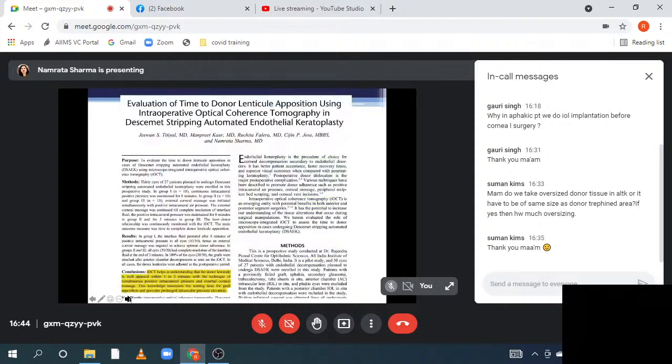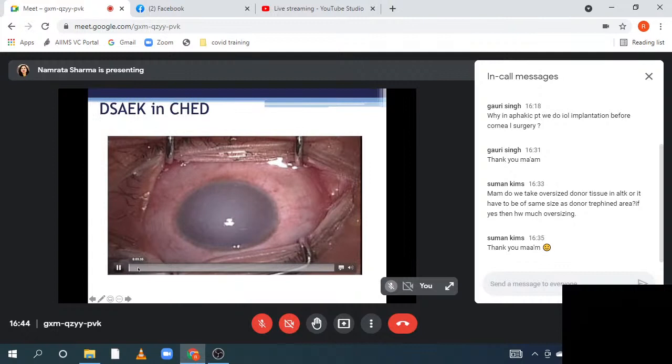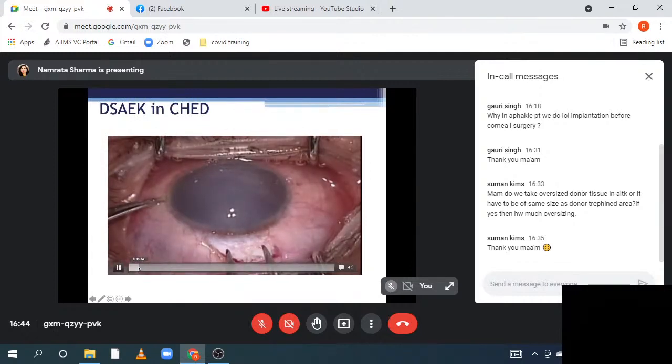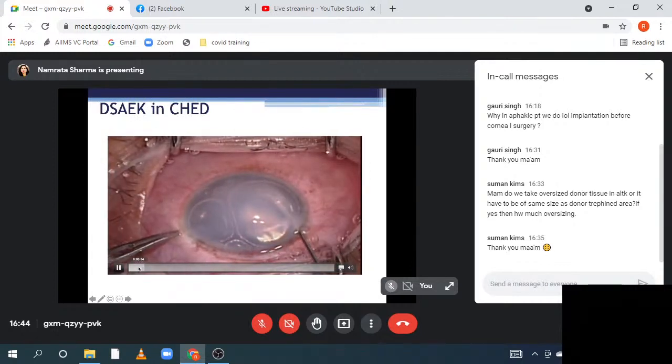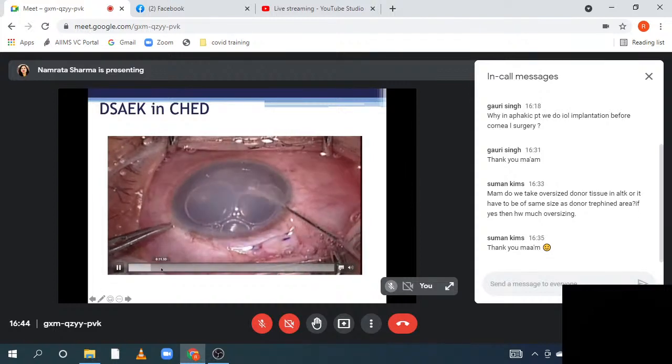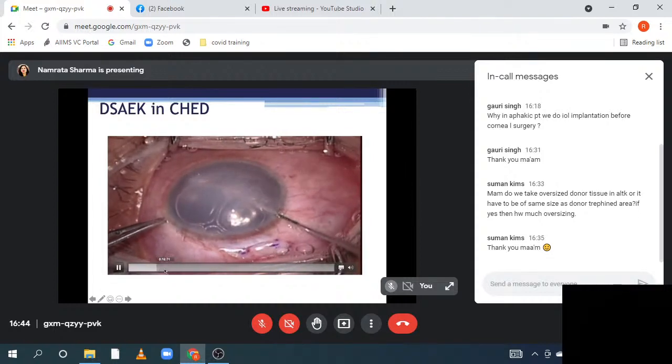This is a very elegant paper which was published by Dr. Chityal sir with the help of IOCT. I just want to show that DSEC can be done for a variety of indications, which include CHED. This is a case of CHED for which DSEC was being done.